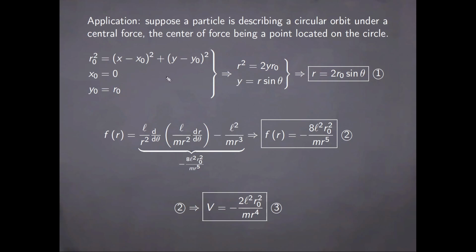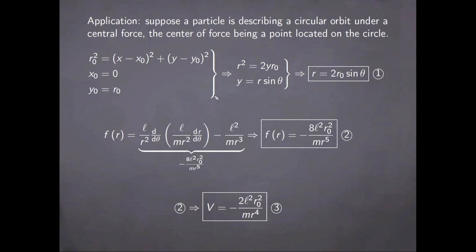And for this choice, it follows immediately that the square of the radial coordinate of the particle is just 2 times y times r0, and the y coordinate is simply r times sine of theta, just due to the usual transformation from Cartesian to polar coordinates. So what we obtain immediately is the functional relation between the radius and the angle, or the orbit, as given here in equation 1.